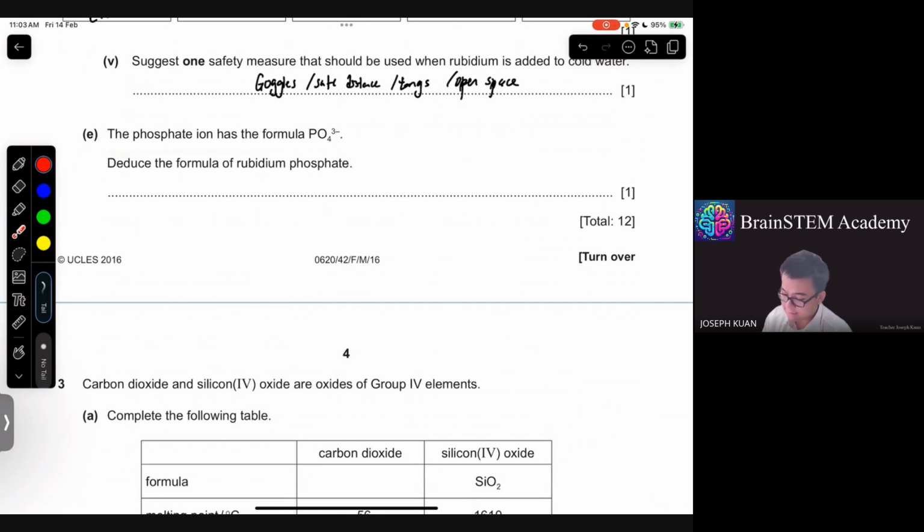Next, the phosphate ion has the formula PO4 3-. Deduce the formula of rubidium phosphate. Rubidium is a group 1 element, so it forms +1. Phosphate is PO4 3-, so you swap and simplify. Rb3PO4. That's the formula of rubidium phosphate.